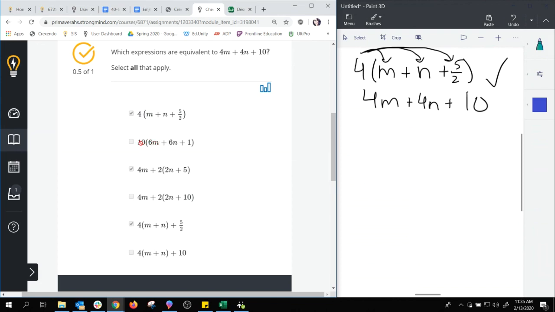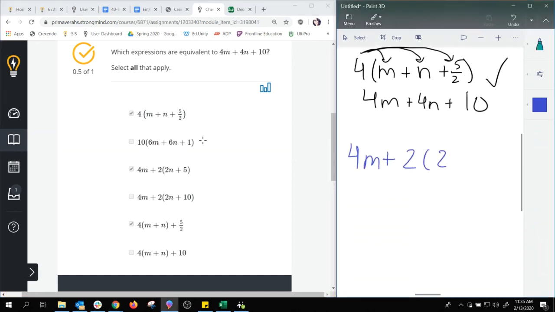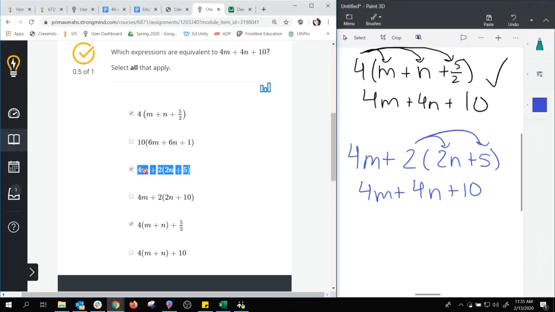All right, so the second one I know won't work. Let's check the third one, where I have 4m plus 2 times 2n plus 5. On this one, remember, you're only distributing the number that's directly outside of your parentheses, which is this 2. So I'm going to have 2 times 2, which gives me 4n, and 2 times 5, which is 10. My 4m comes out front. This one is the same as the one up here, so this one is good. Check mark.